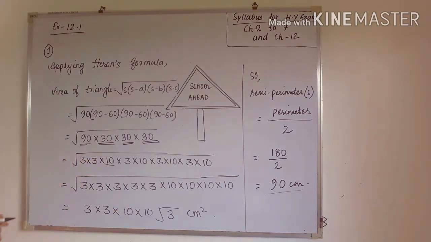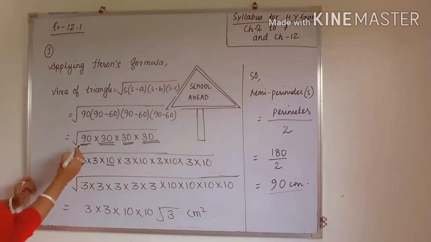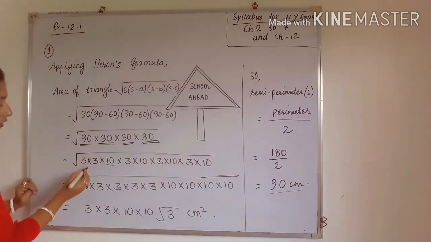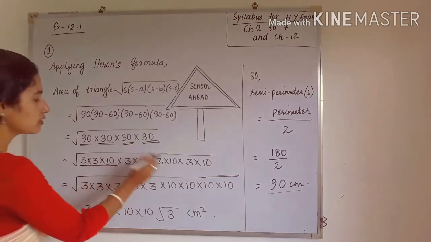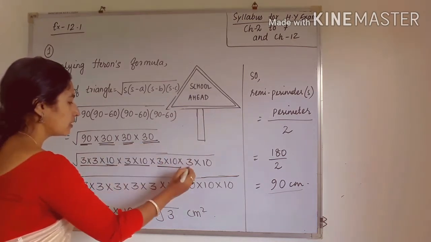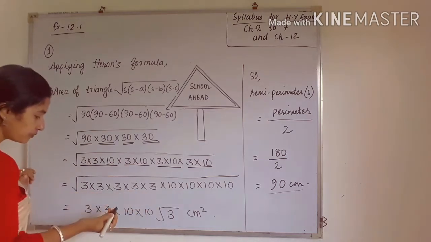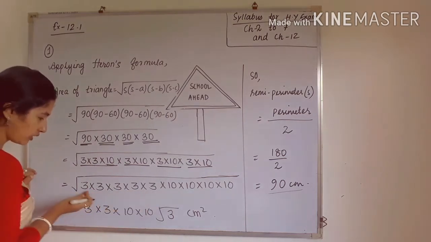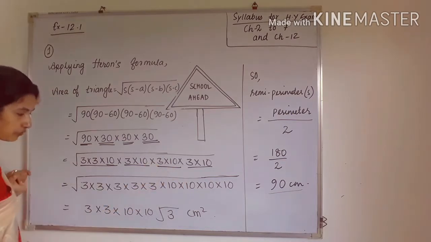So first of all collect all the 3's. This 90 I have written 3 into 3 into 10, this 30 I have written 3 into 10, this 30 I have written 3 into 10, and this 30 is 3 into 10. So next we have to collect all the 3's. The total number of 3's is 5 and the number of 10's is 4.